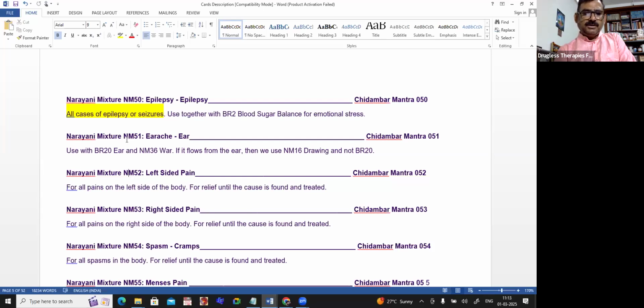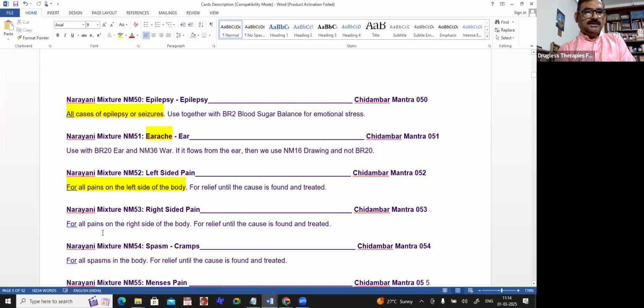Okay, earache is simple. Earache means earache only. Earache means any ear pain. Mixture number 51 for any left sided pain, for left sided pain of the body.